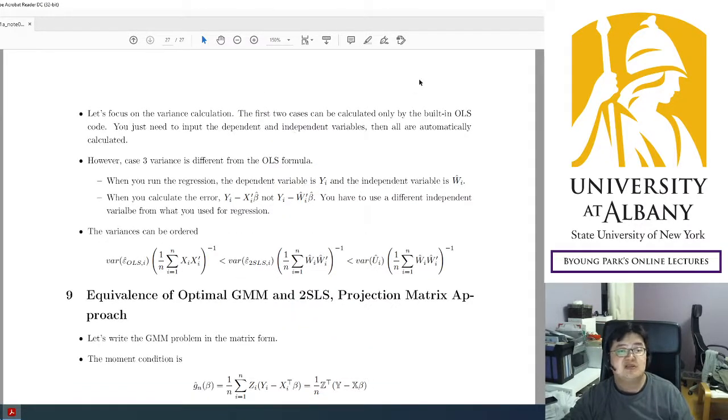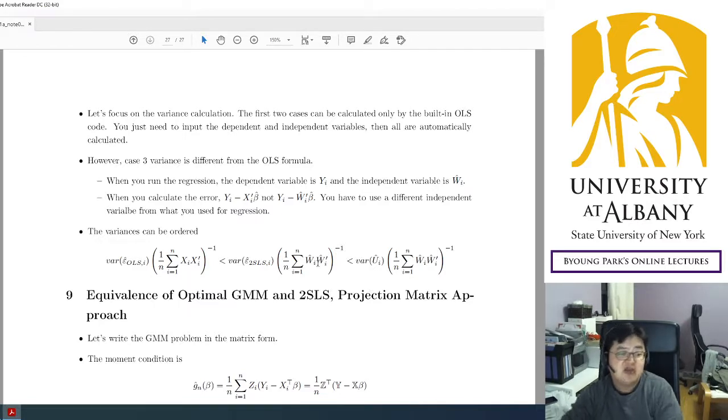So this is exactly what I explained. You need to observe the difference between these two. And interestingly, the variance can be ordered under some assumptions, but usually the variance of u is greater than the variance of epsilon. So this is the correct variance, but you may get this in many cases.